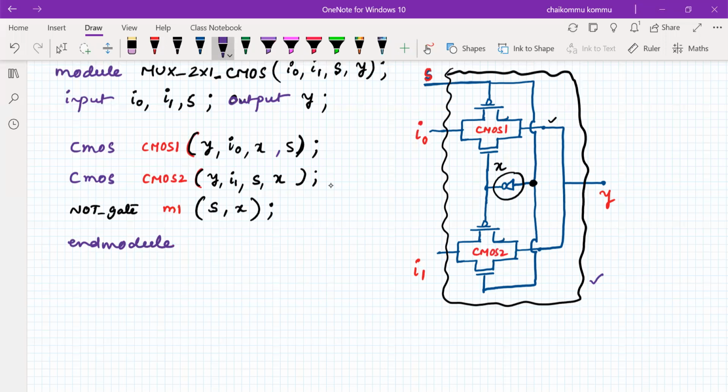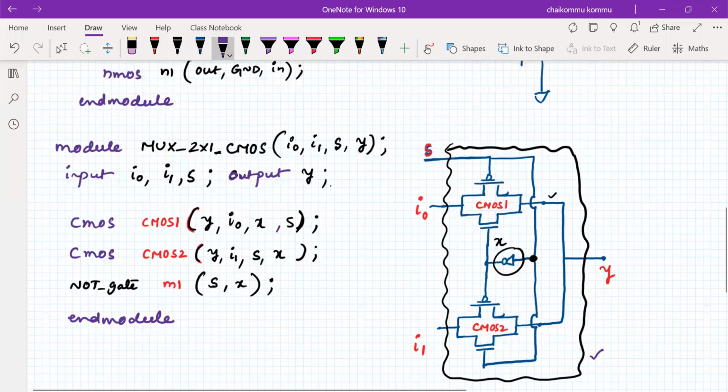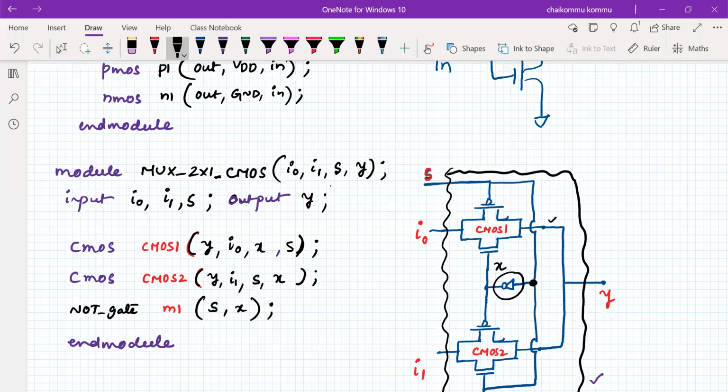So don't forget to write the test bench for all these things. And a wire is also required for this one, right? Don't forget to write the wire. So wire X. This is the structural modeling. The top level is always structural modeling. Individual components can be written in any method, but in this particular case switch level modeling is suitable. So this is how we need to write the switch level modeling for this one.